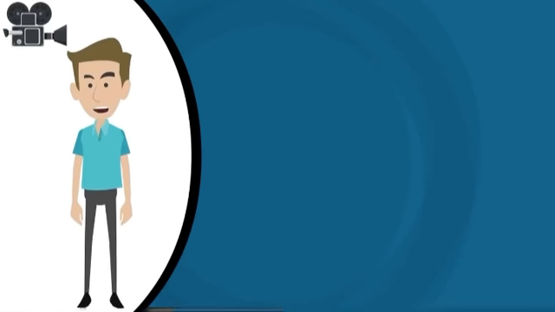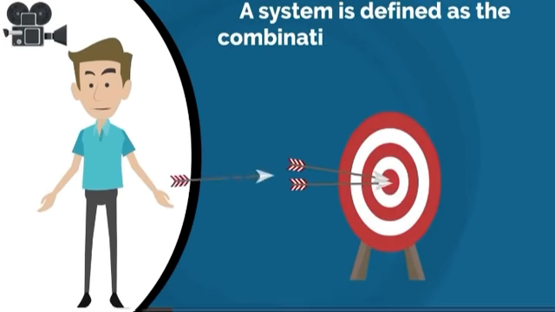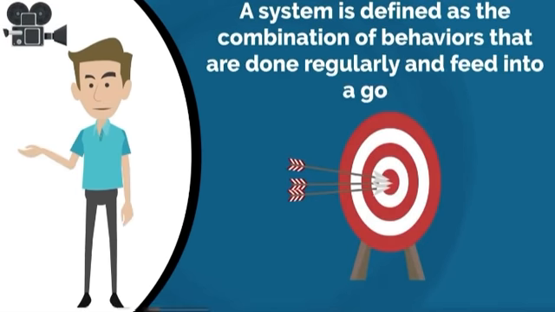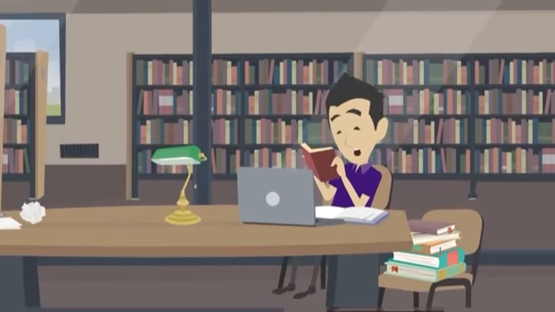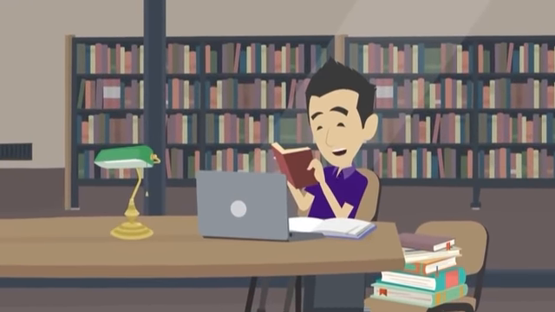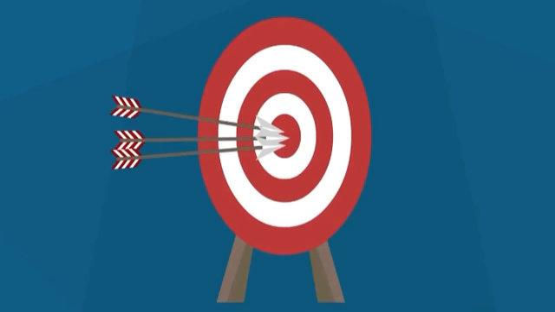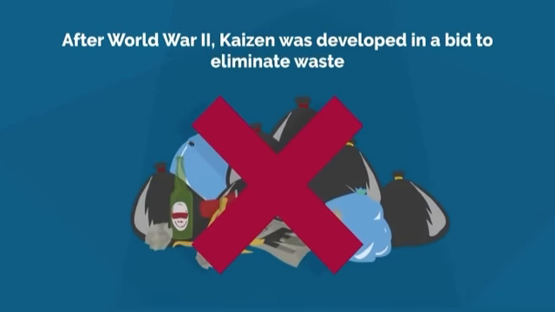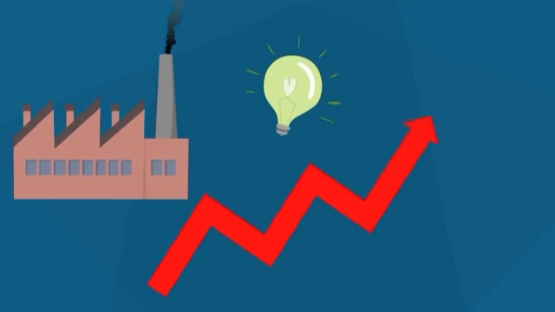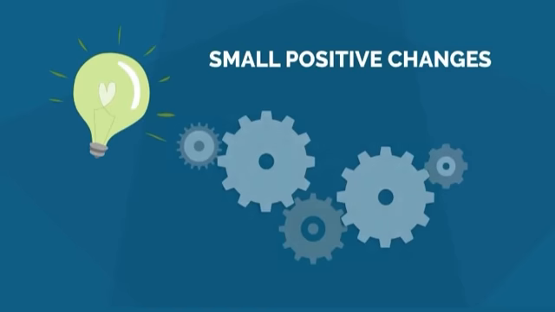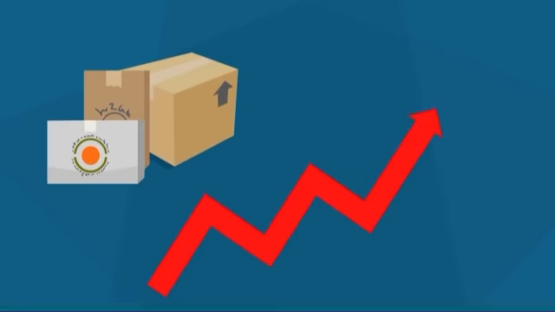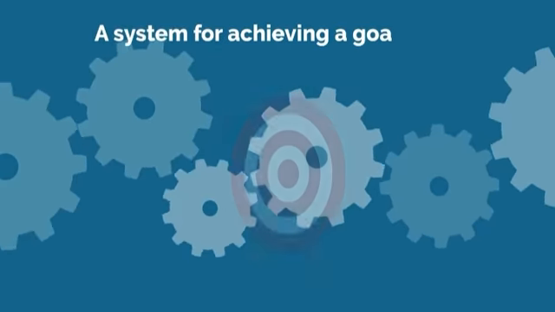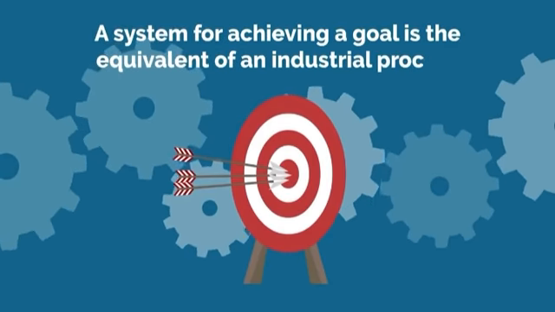For this video, a system is defined as the combination of behaviors that are done regularly and feed into a goal. Thus, John has therefore developed a system of reading books on current issues to achieve his objective. After World War II, Kaizen was developed in a bid to eliminate waste and increase efficiency in industrial processes. This was done by introducing small, positive changes into these processes to lead to an eventual increase in quality of the products. A system for achieving a goal is the equivalent of an industrial process.